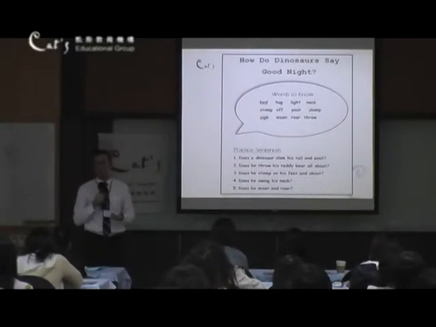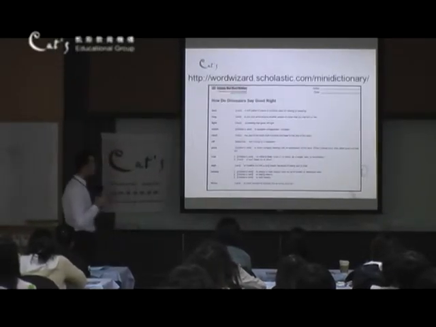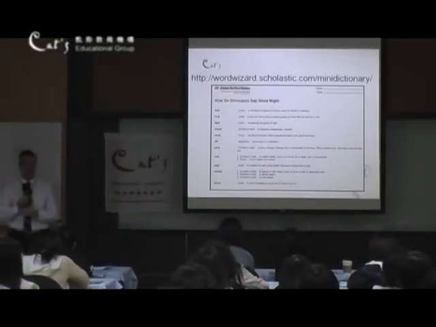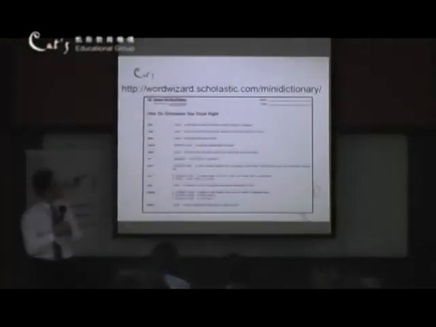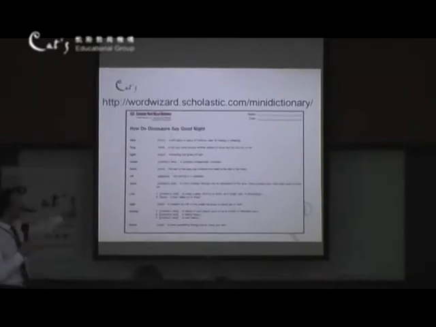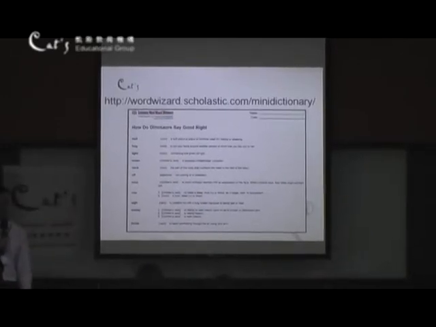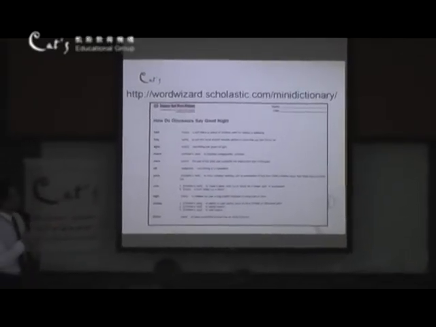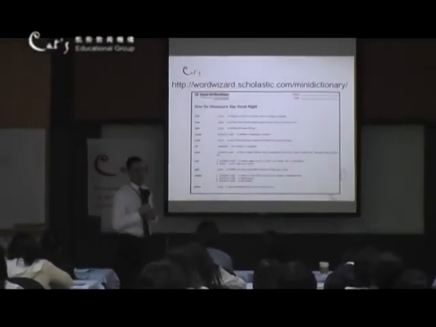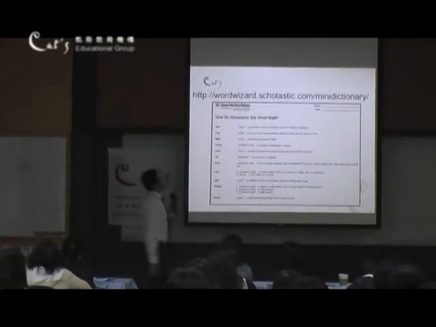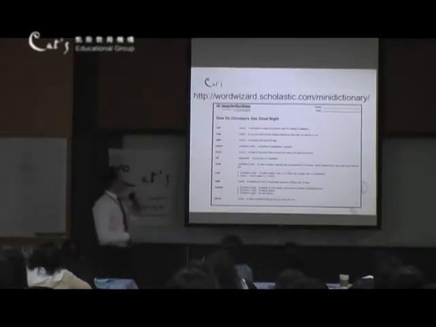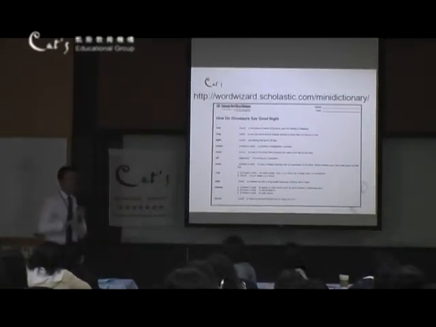This is an amazing website I'd love to share with all of you, and it's free on the Scholastic website. It's called Word Wizard. As you can see, it made my own dictionary. So you go into this website, wordwizard.scholastic.com, mini dictionary. You just go right there, you type in all these words. Bed, hug, light, moan, neck, off, pout. Just type them in. And then you hit, are my kids in grade 1 or grade 2?